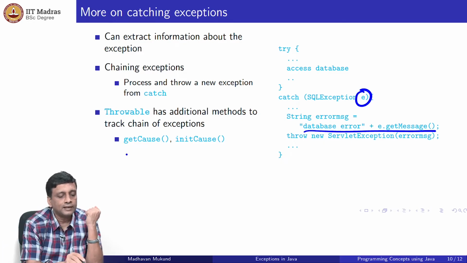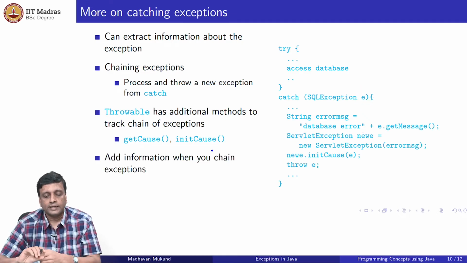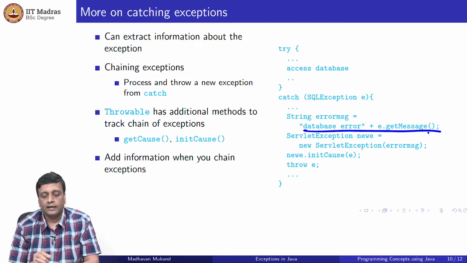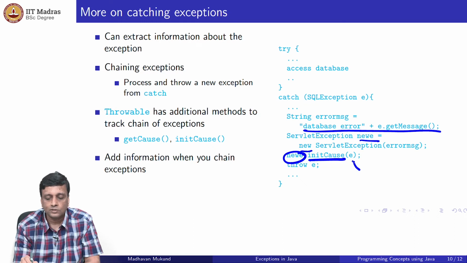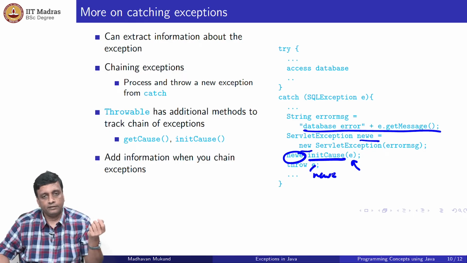So, throwable has this thing called get cause and init cause. What I can do now is make this a little bit more refined. I can first set up this error message. Then I can create this new error object, which is a servlet exception with the error message, and now I can add some extra information to it through this init cause. I can say that the initial cause of this new error is this old error E. So, this should be throw new E, sorry. I got an error E from which I built a new error new E.